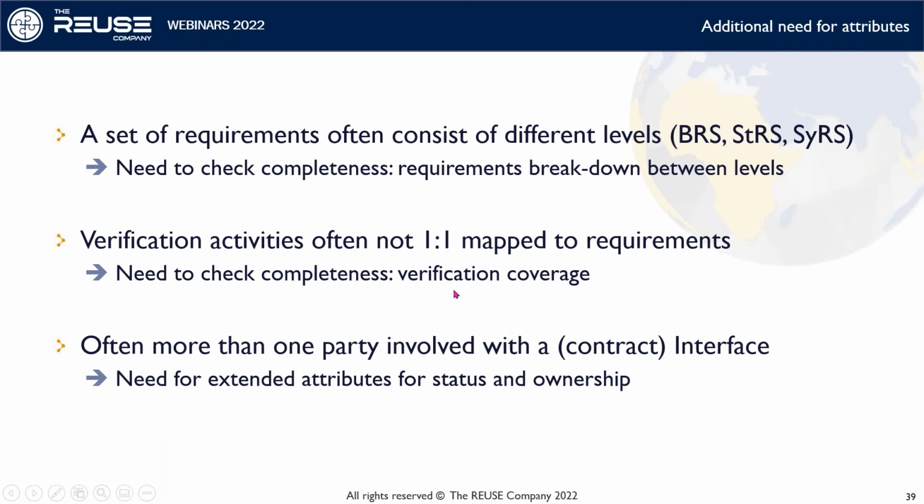Then we need to verify that we have a sufficient or complete coverage of the verification. And we may also need another type of attribute. If many parties are involved, we may need extended status and ownerships from different parties and so on. So it could be easy to identify other types of attributes in addition to what's suggested in the guide for writing requirements, for example. Now, let's have a bit closer look on specifically this first one. What do we mean with assess completeness here?